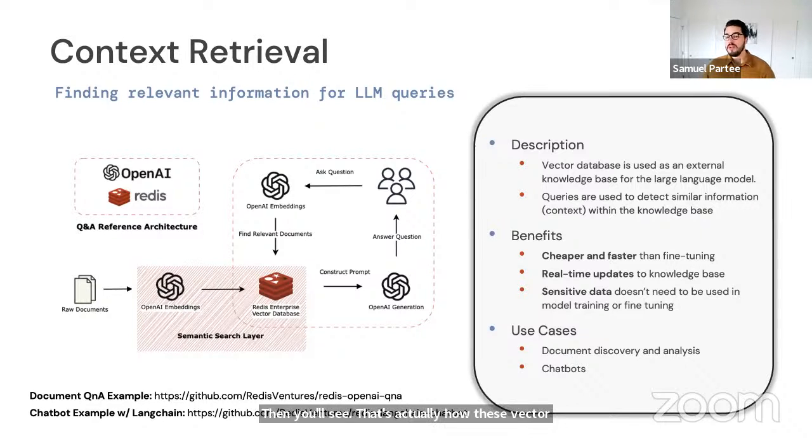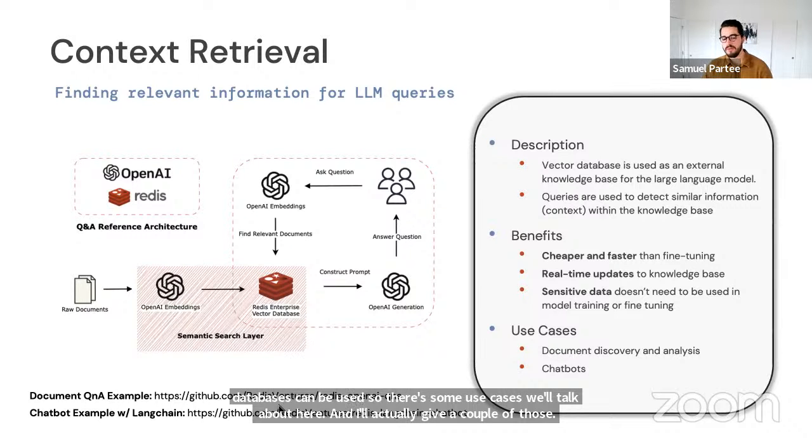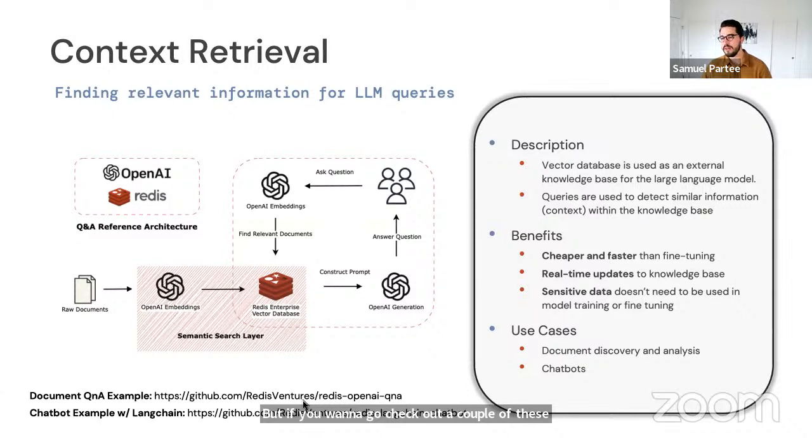So there's some use cases we'll talk about here, and I'll give a couple of those. But if you want to go check out a couple examples of these, everything I'll be talking about today is on Redis Ventures. That's our GitHub for my team. That's the applied AI unit. We are running out of things to slap on the end of Redis, so we thought Ventures sounded cool.